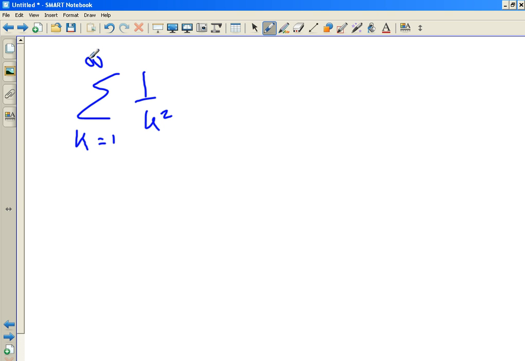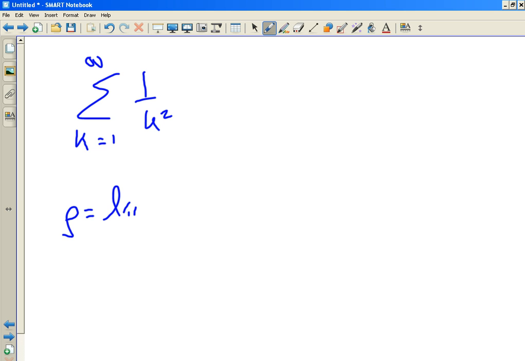Okay, so we know this one converges or not, don't we already? What do we know about this series? This is a P series where P is 2, and is that good or bad? That's good. P greater than 1 converges, right? Let's see what the ratio test says.